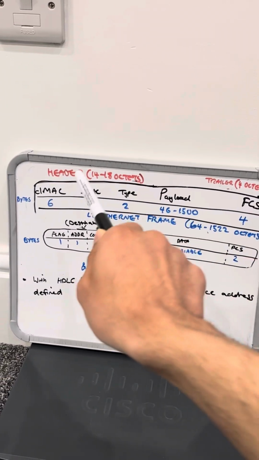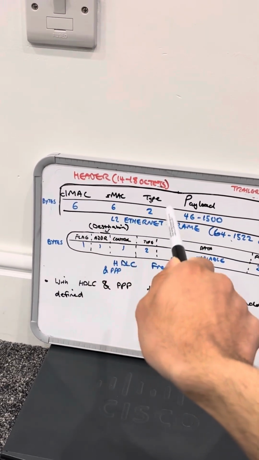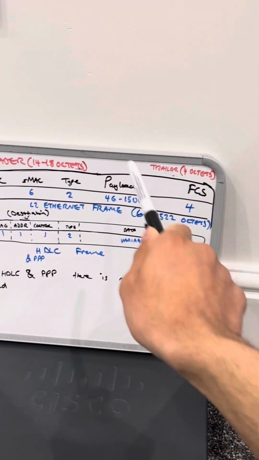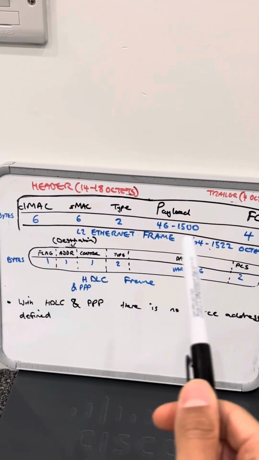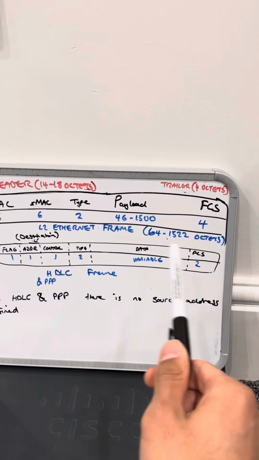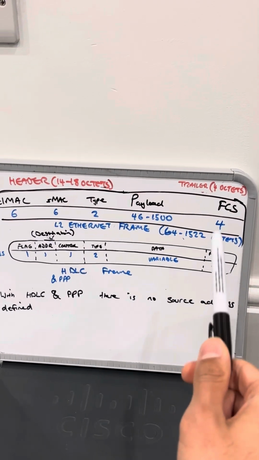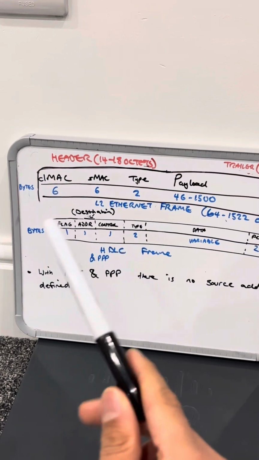So the header is 14 to 18 octets long, and then the trailer is 4 octets. The payload is 46 to 1500 octets, or bytes. So in total, a layer 2 Ethernet frame can be from 64 to 1522 octets. Compared to that, an HDLC and PPP frame is a bit simpler.